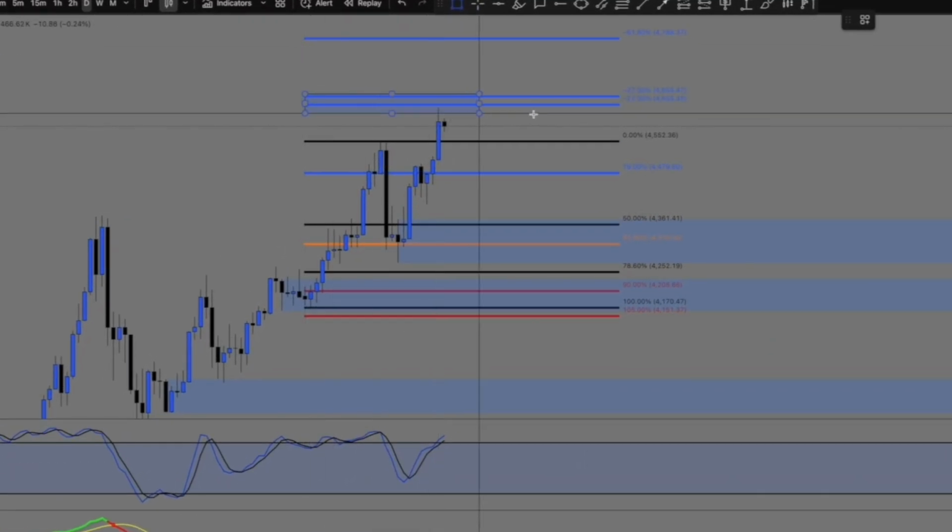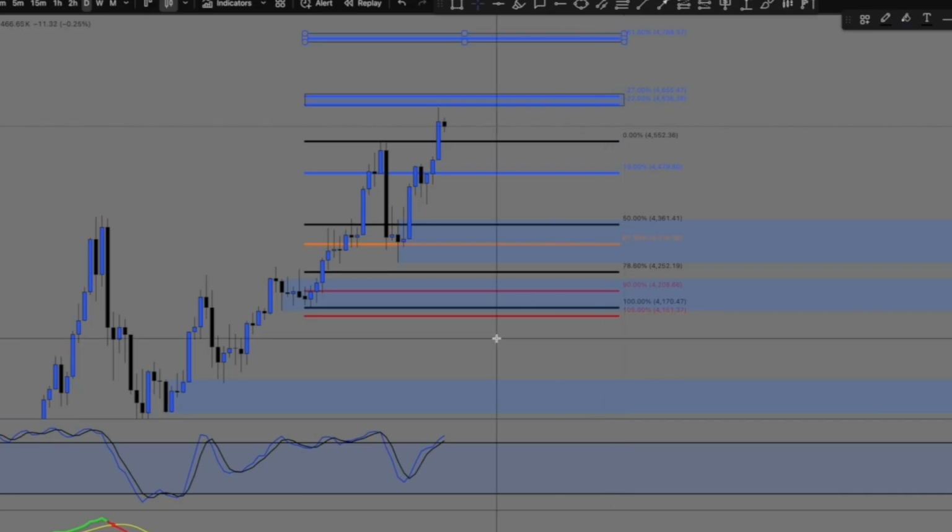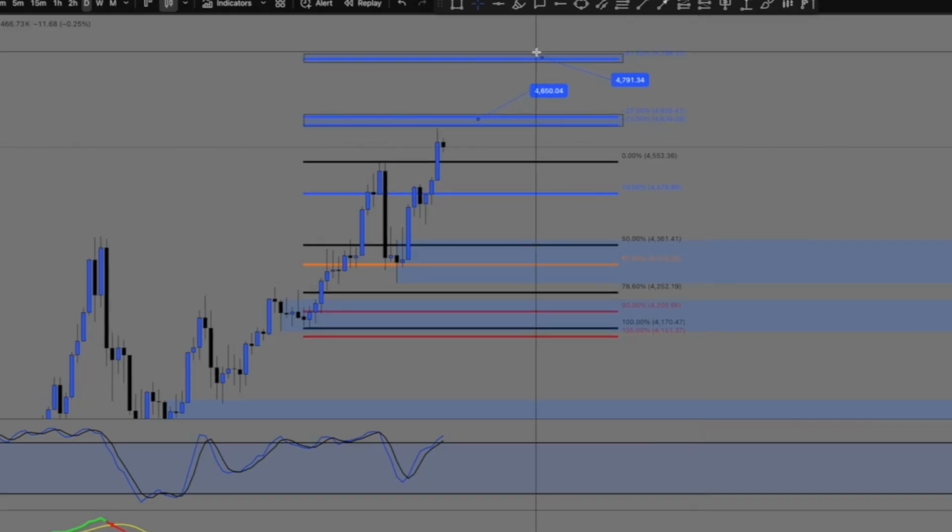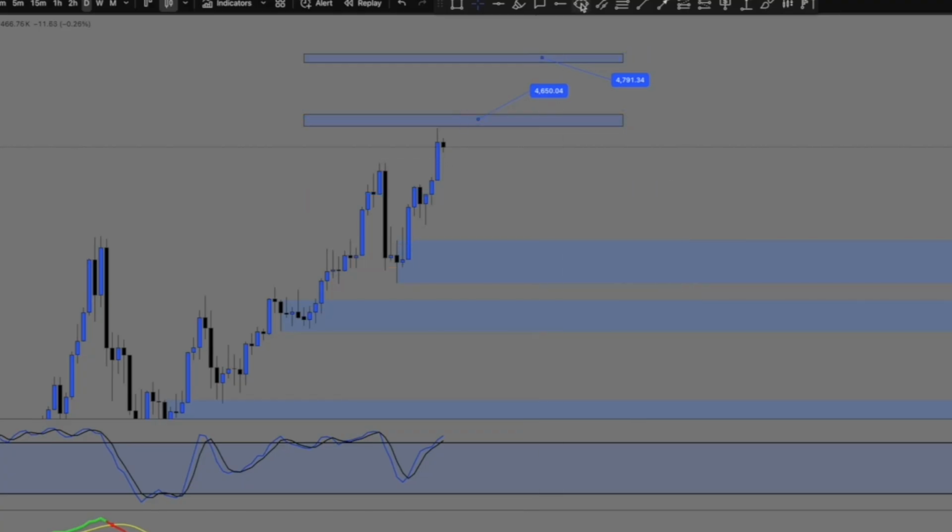So the negative 27 is always the first take profit. The second is always that negative 61.8. So those are the potential things we're going to see next on gold. So we're either going to see gold next at the price level up here, a little bit higher, at 4,650. Or we're going to see it at 4,791, pretty much getting us close to that $4,800 per Oz mark.